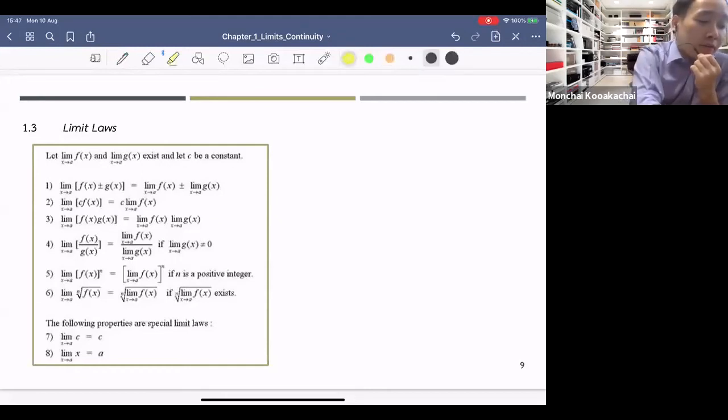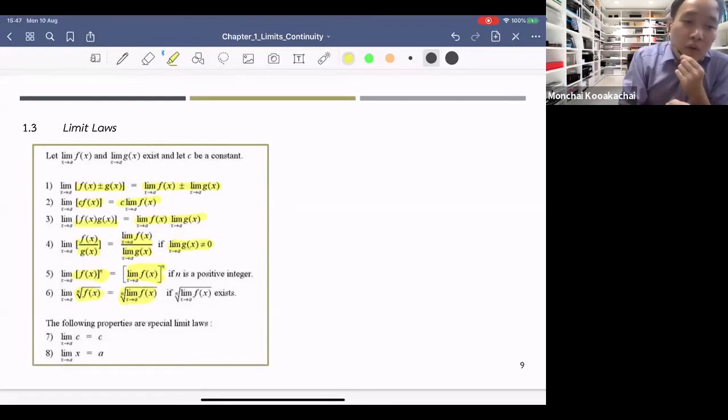So the limit of a sum is the sum of the limits. The limit of a constant times the function, you can pull out your constant. The limit of the product is the product of the limits. The limit of the quotient is the quotient of the limits. However, the denominator cannot be 0. And also if you see something raised to the n power, you can move the n outside the bracket. And if you see the nth root, you can do the same thing. You can use whatever you want.